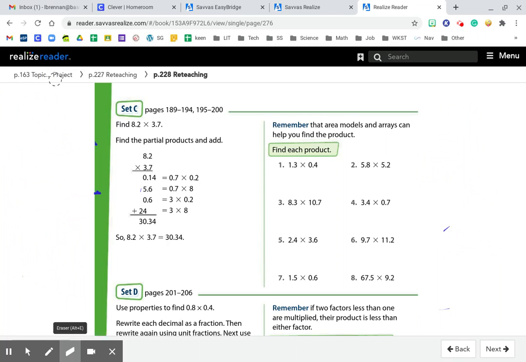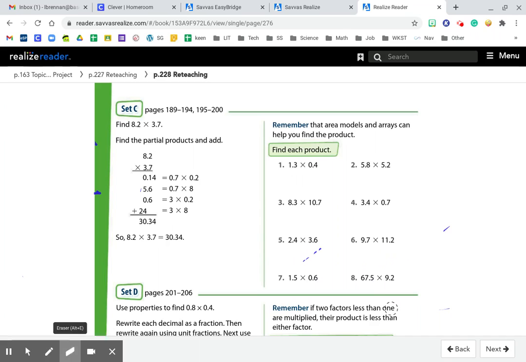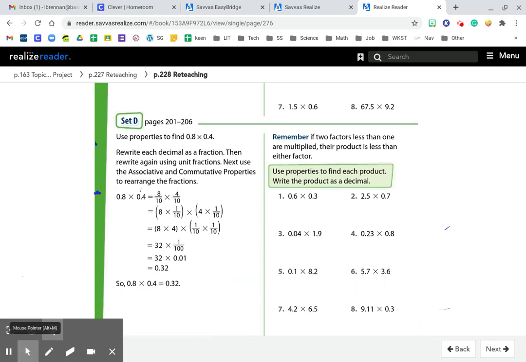And I'm running out of time here. As you're checking your work, make sure you show all your work. Show all your work. You can use this to check your work. And then finishing up down at the bottom, remember 2 factors less than 1 are multiplied. Their product is less than either factor. So as we're finishing up down here, you should be able to do some of these in your head.